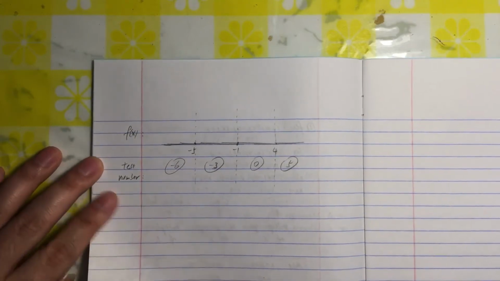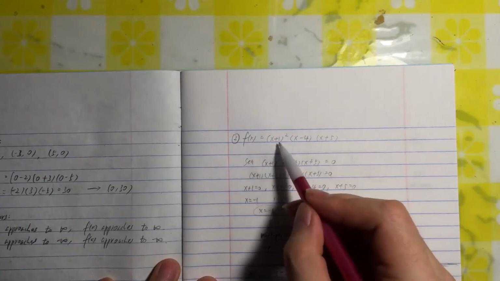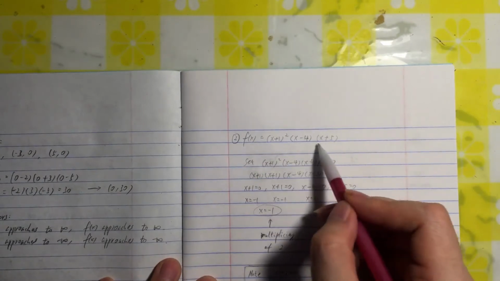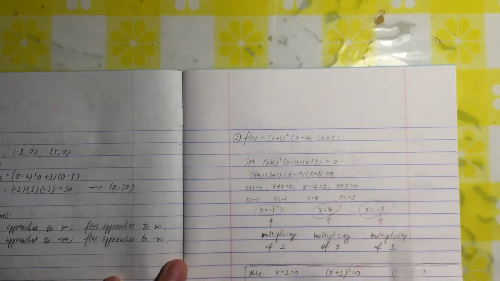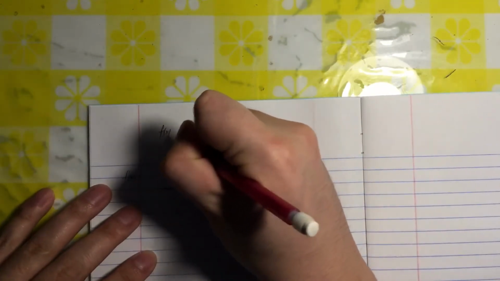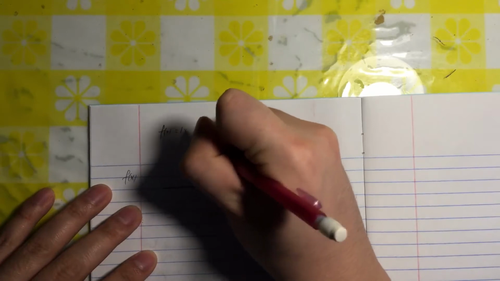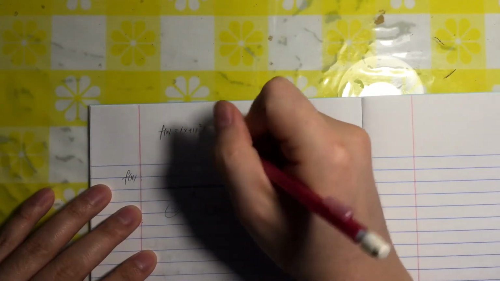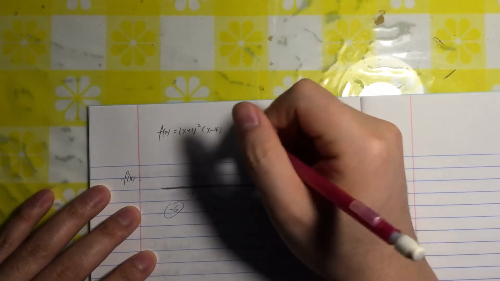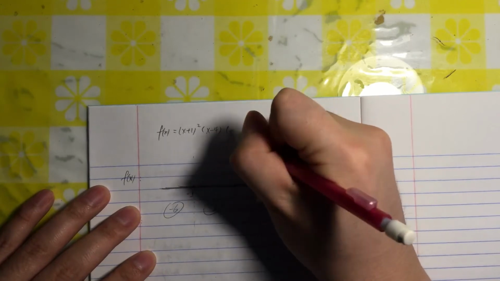Here, to make it easier, let me copy function f and put it here. Function f is x plus 1 squared times x minus 4 times x plus 5. f of x is (x plus 1) squared times (x minus 4) times (x plus 5).